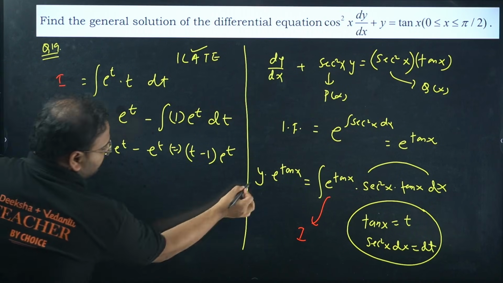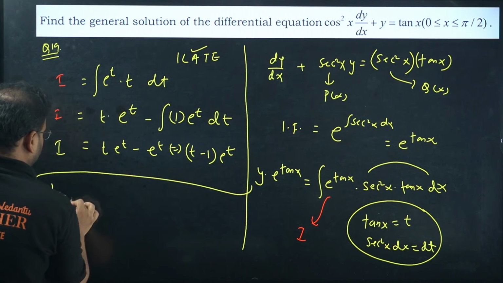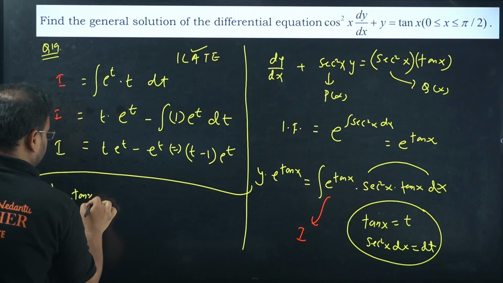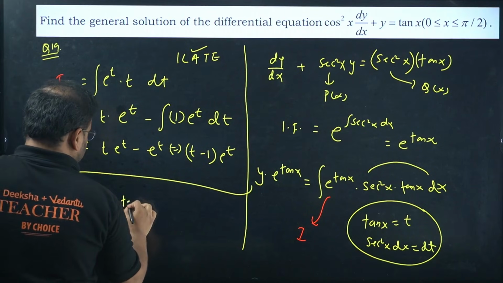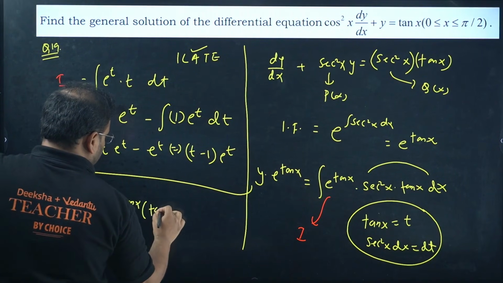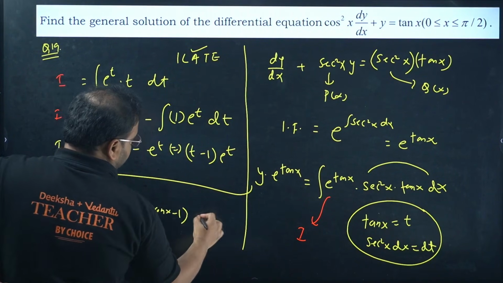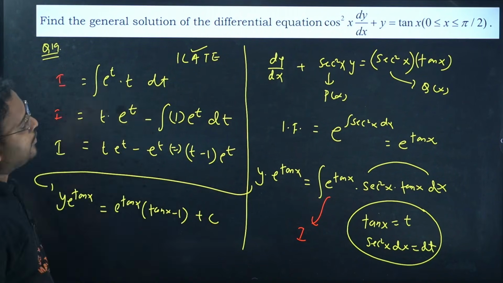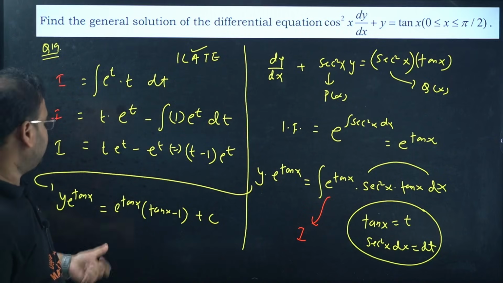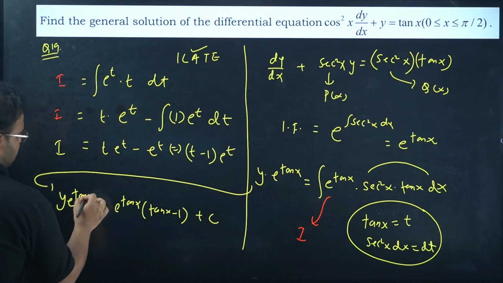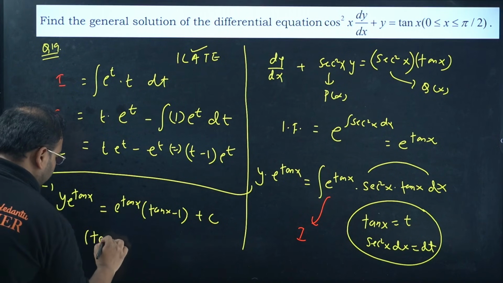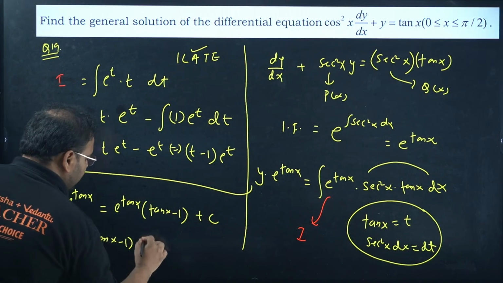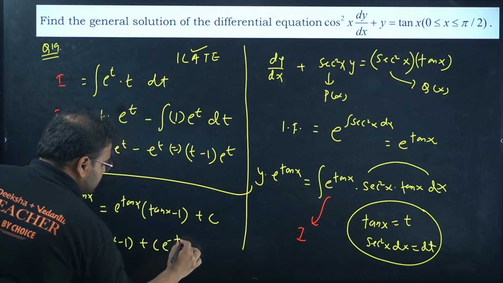Final answer, if you club it from here, you will get y e power tan x equals to e power tan x times of t is tan x minus 1 plus c, correct? Yeah. Check here, you can cancel this. You'll get answer is y equal to tan x minus 1, and you can write c times of e power minus tan x.